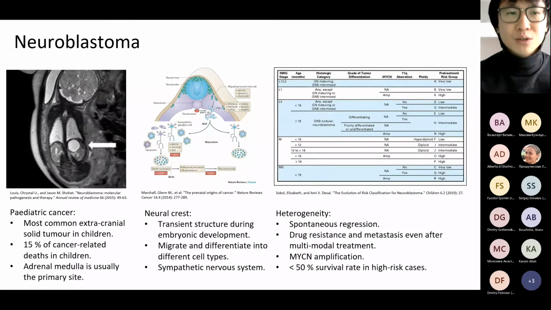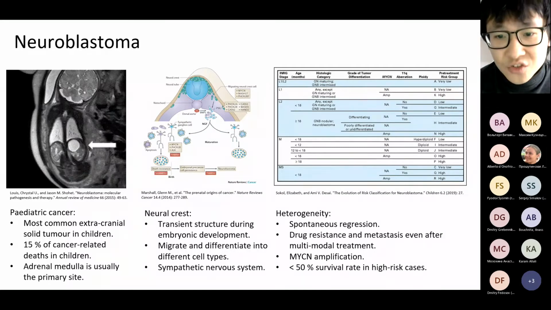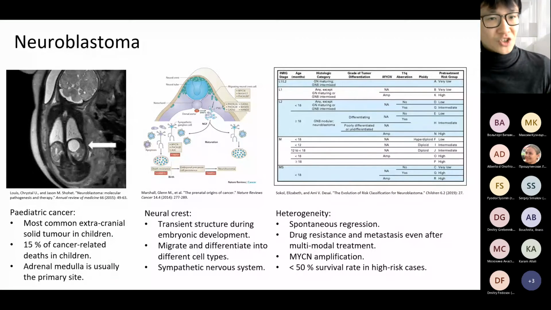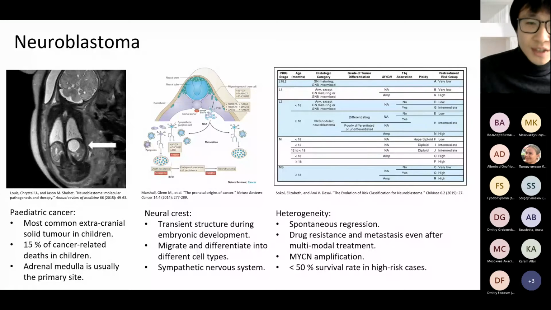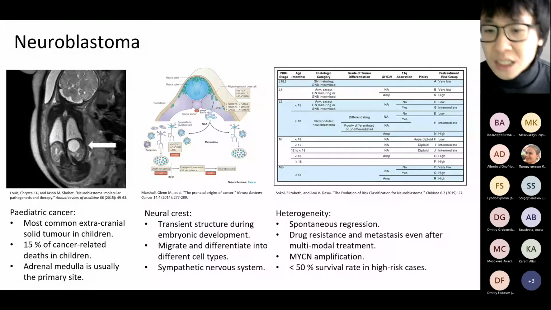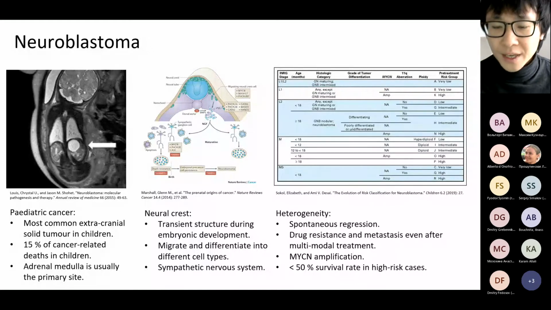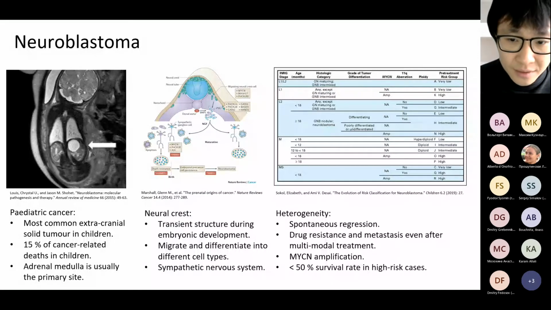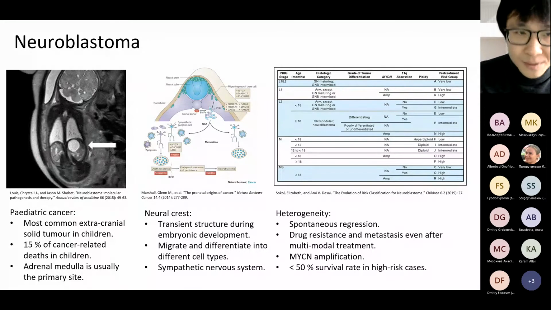A major point about neuroblastoma is that it is heterogeneous in many ways. In the benign case, you don't need to do anything. Just observe the patient and the tumor will shrink spontaneously. But at the opposite end of the spectrum, they can develop drug resistance and metastasis, even after multimodal treatment. A key biomarker is amplification of the MYCN gene, and it is usually a bad thing. When you have MYCN amplification, it's usually high risk, and the survival rate is below 50%.